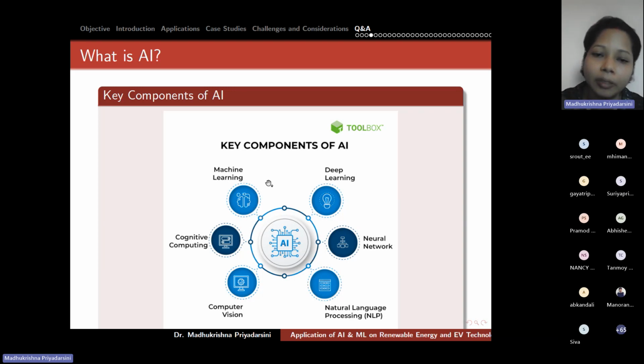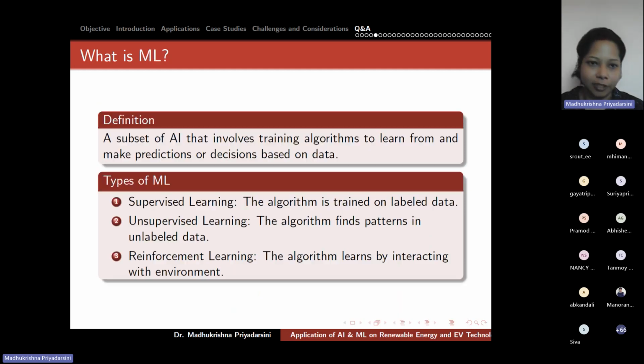We'll find the implementation of machine learning in it. It will have the implementation of computer vision, NLP, neural networks, as well as deep learning. So this is basically the highest stage of AI. We'll see all these things in examples, how they are going to have their impact on the renewable energy field and in EV technologies.